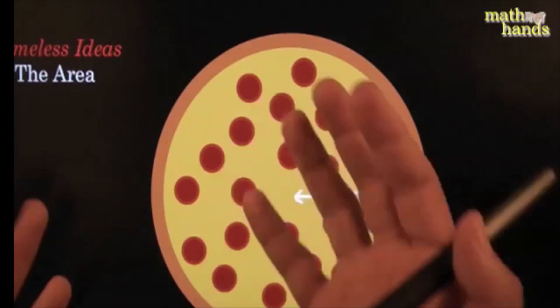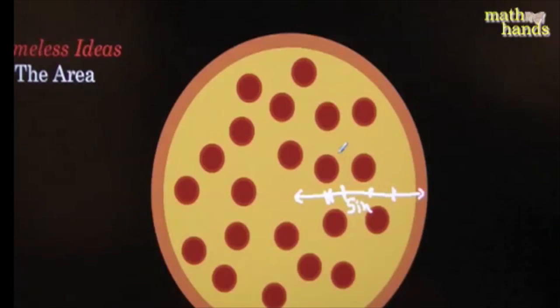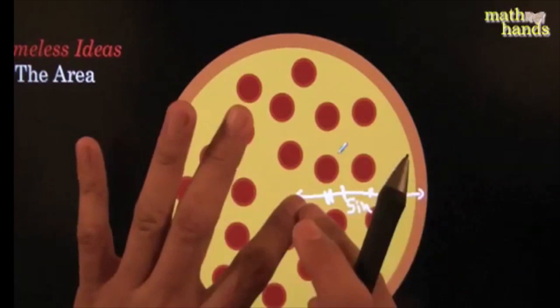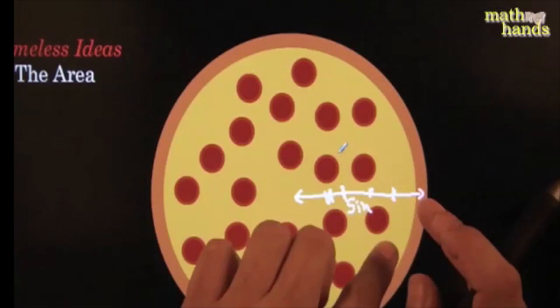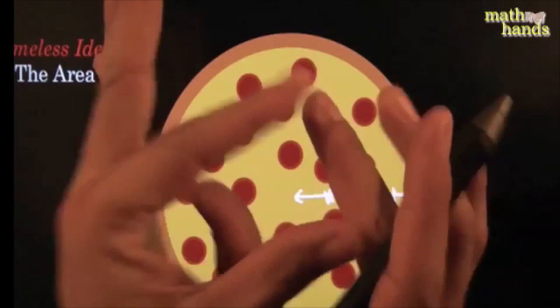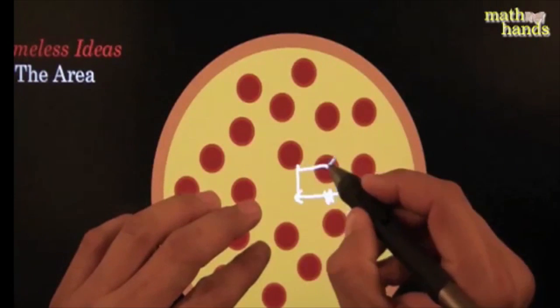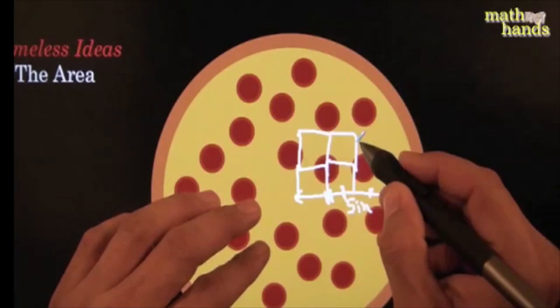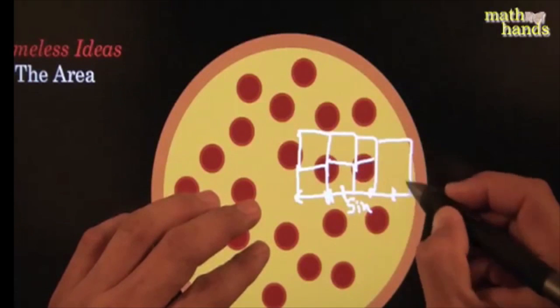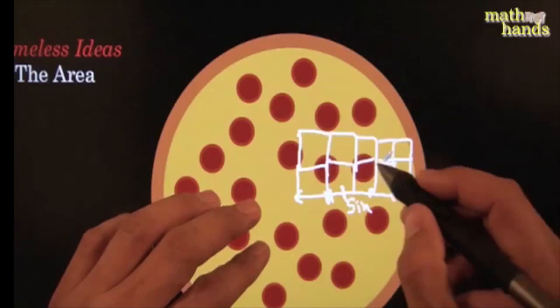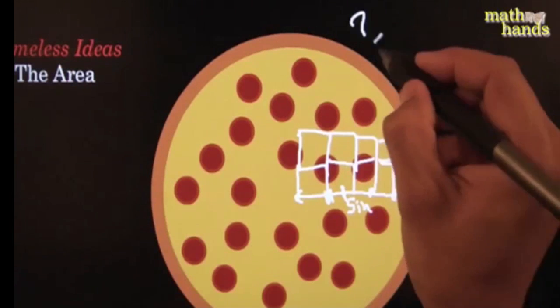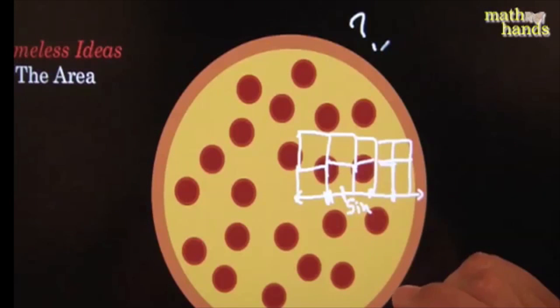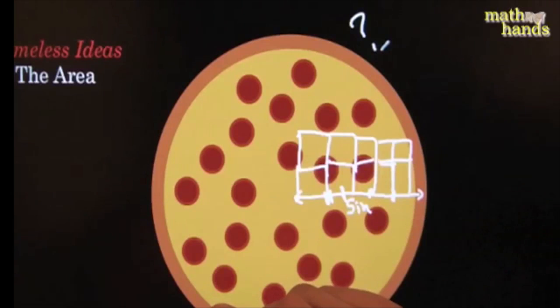Now the question that has been asked for thousands of years is, if you've got a 5-inch circle, how many square inches can you get out of it? If you were to cut this pizza up into little square inches like this, how many of them would you get? That's an area question, and it's been asked forever.